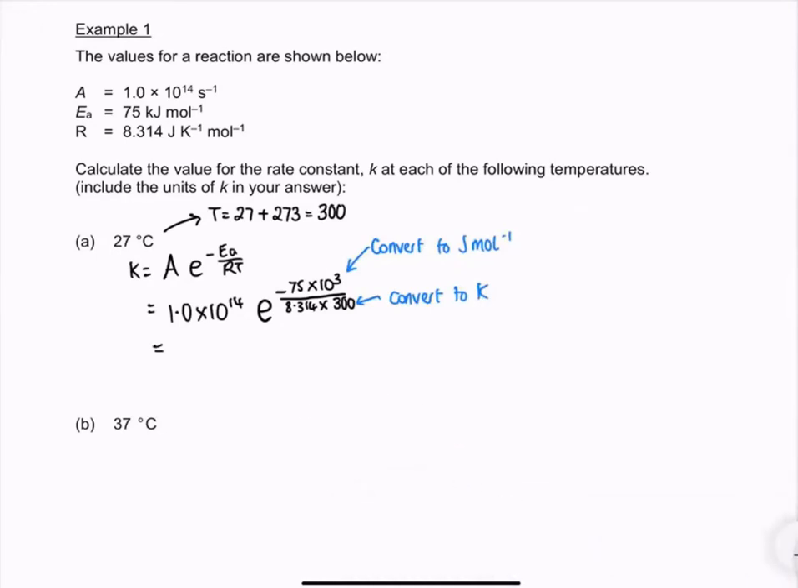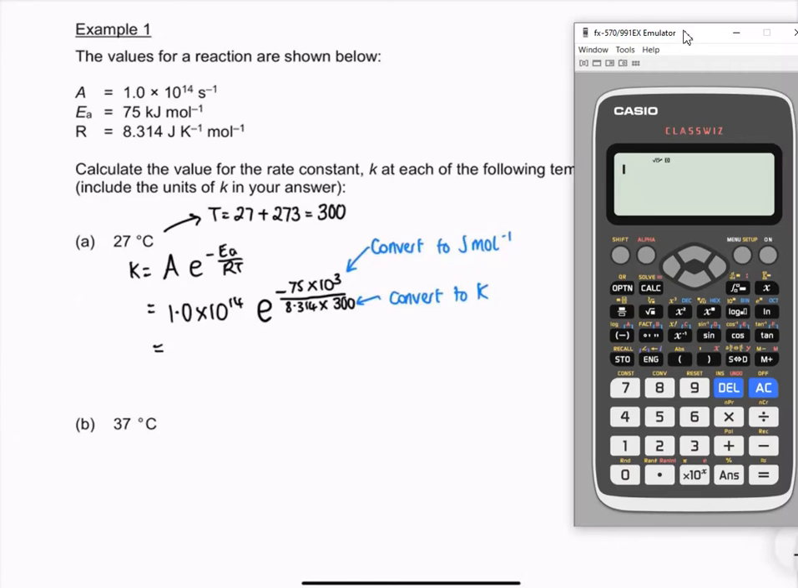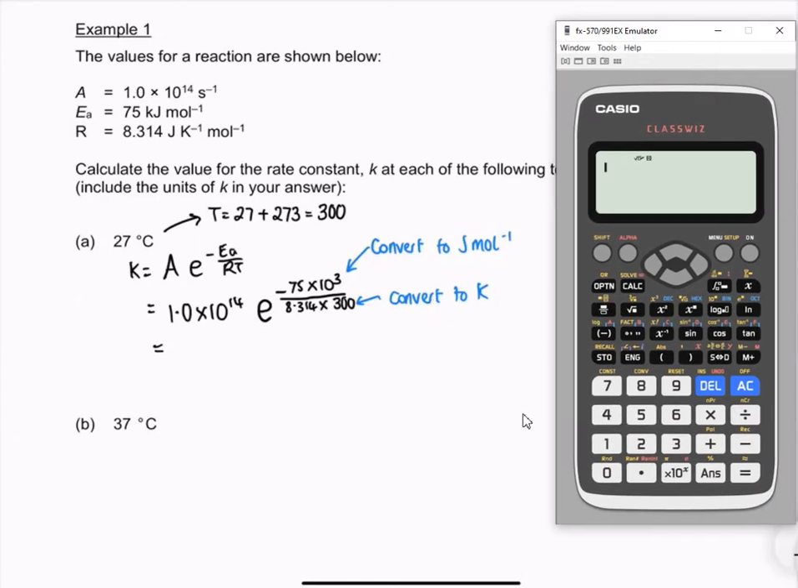Right, so how are we going to put that into our calculator? Let's bring back our calculator and have a look. Here's our calculator. We're going to type in the numbers exactly as we've written them. So 1.0 times 10 to the 14. Then to get that exponential in, remember we're going to press shift and then the LN button. There we go. We're going to use the fraction because our exponential has a fraction. We've got minus 75, converting it to joules times 10 to the 3. Going down to the bottom line, 8.314 times 300.